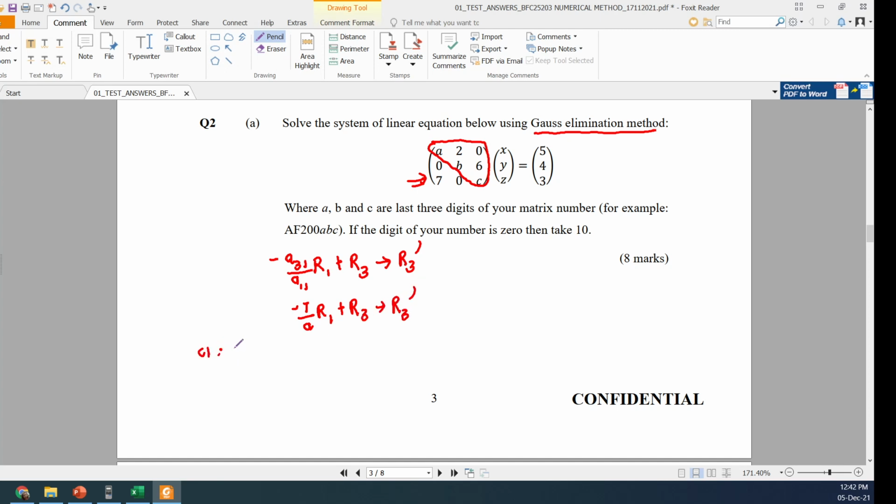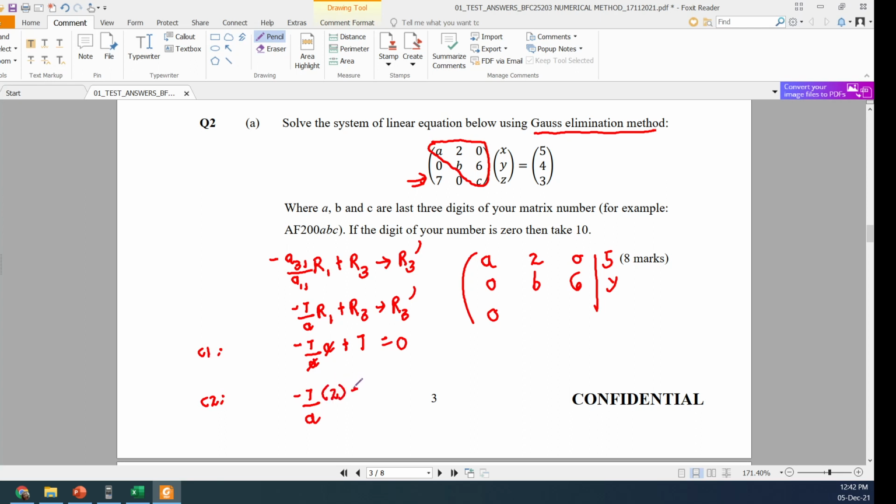So in column 1, the row 1 is A plus 7. So that's why you get 0. Okay, that's why you have A 2 0. This is 5. Okay, second row, no need to do anything because A21 is already 0. This is why this one you get 0. Then when you move to column 2, negative 7 divide A. When you move to column 2, row 1 is 2. Row 3 is 0. Row 3 is 0. Yeah, how to erase?